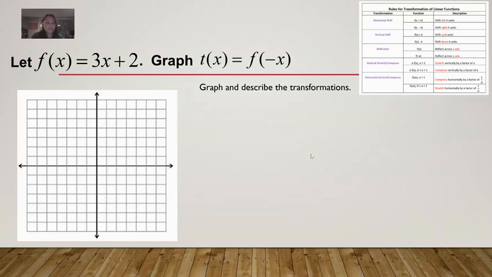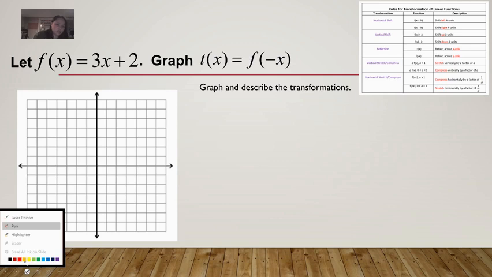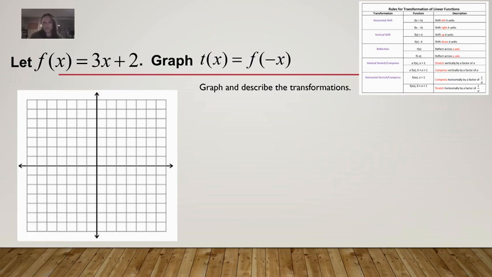Graph and see what happened to this function right here. So it says let f of x equals 3x plus 2, and they want us to graph t of x is equal to f of negative x. So in that case, we're going to go ahead and see which transformation that is. Looking at my chart, I can tell that it's a reflection because of that negative, and it's actually going to be a reflection across the y-axis.